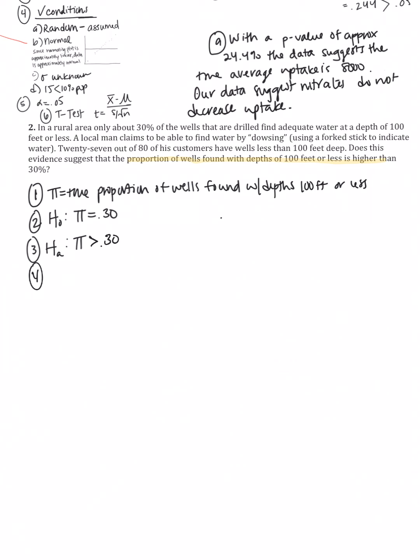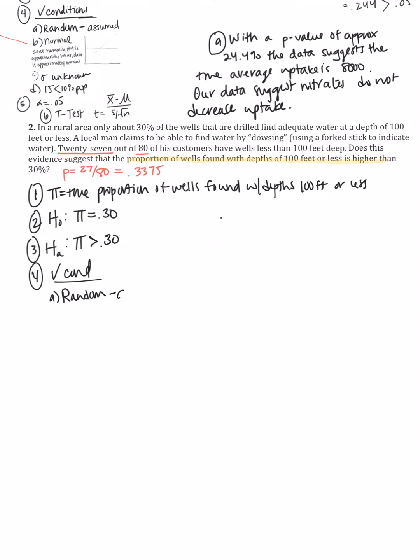All right, let's look at some stuff up here. Our p-hat for this problem is 27 out of 80, 0.3375. There's our sample proportion for this situation. Check conditions. You know what, and my mistake for calling this p-value. I should have said sample proportion.